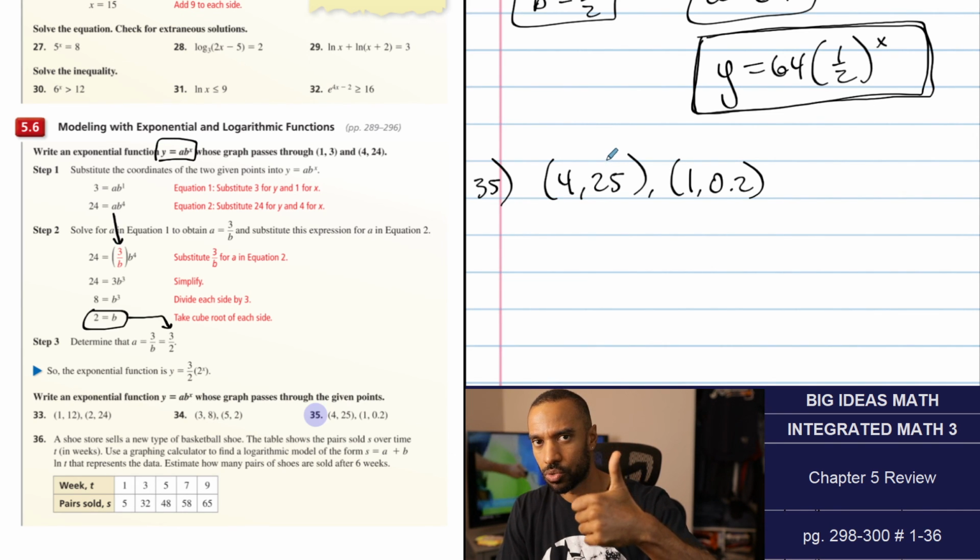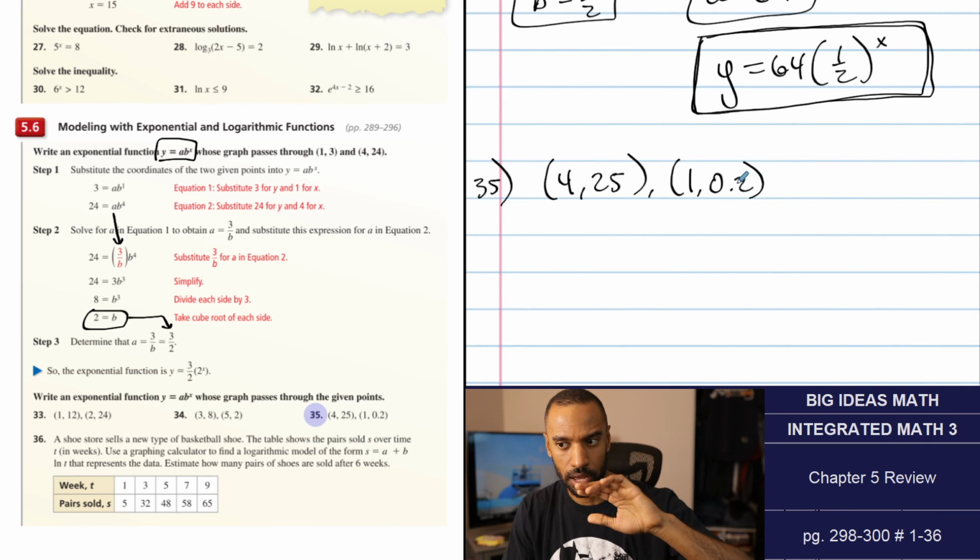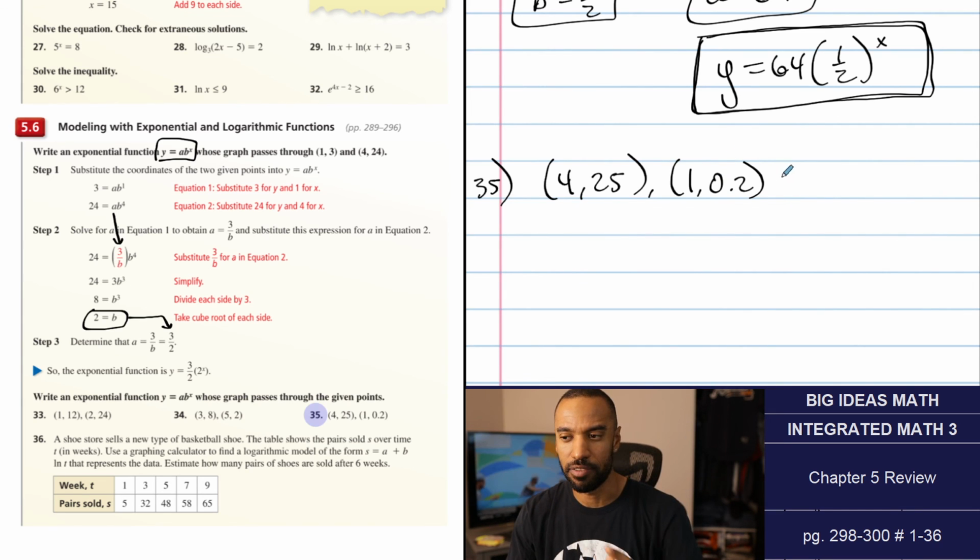That's once. That's when x equals 3. Divide by 5, you get 1. That's when x equals 2. Divide by 5 again, you get 0.2, and that's when x equals 1. So it looks like your b value is 1/5.